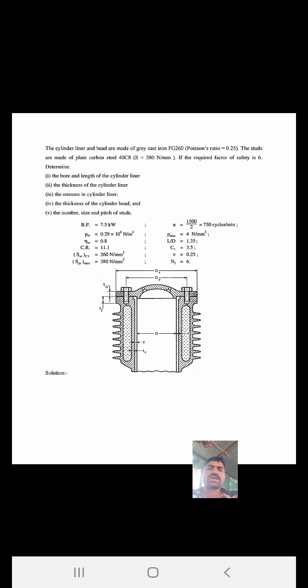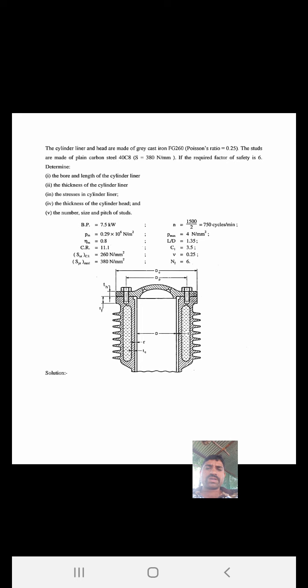We have seen there are two types of liners, wet liner and dry liner. Then see the given values. Brake power is equal to 7.5 kilowatt. N is equal to 1500 divided by 2, so you will get 750 cycles per minute. Then pressure is given as 0.29 into 10 raised to 6 Newton per meter square. Maximum pressure is given as 4 Newton per mm square, and the ratio is equal to 0.8.